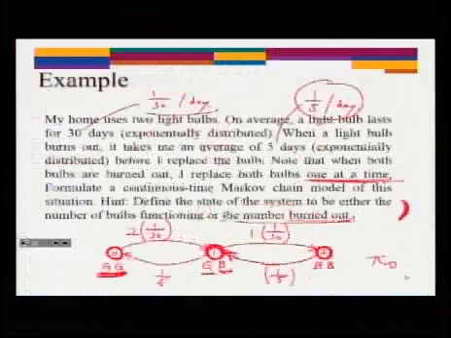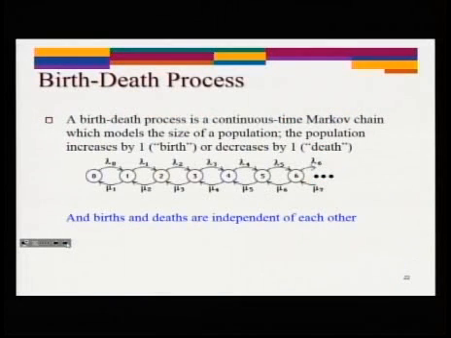Okay, now let's talk about birth-death process. So a birth-death process is a special type of continuous time Markov chain that models the size of a population. The state of the system in this birth-death process represents the population. So in this state the population is zero, and in this state there is one person, and two people, three people, and so on. As you can see here, in the birth-death process, the population increases by one at a time.